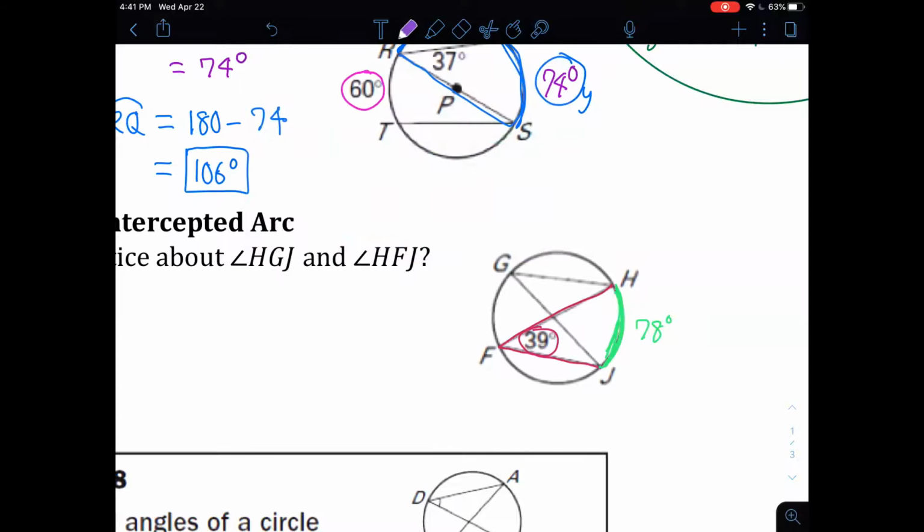So now we can look at this angle, which is what we're trying to find. That was really sloppy, but we'll go with it.